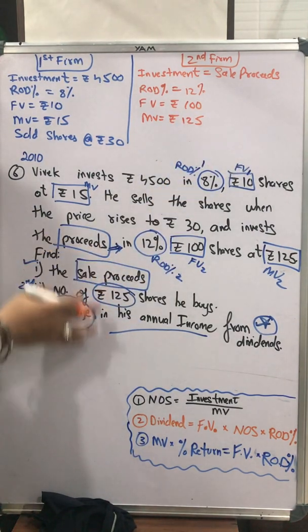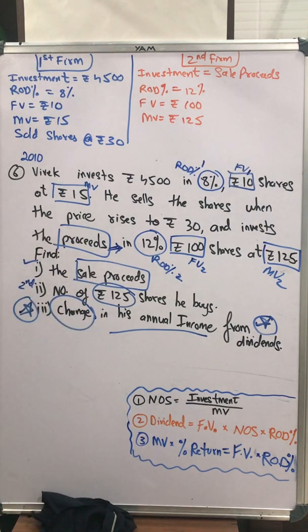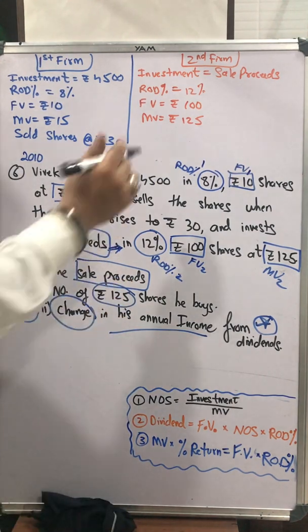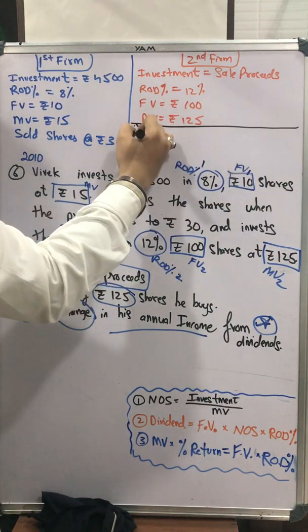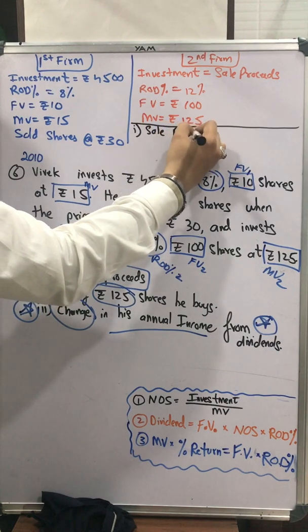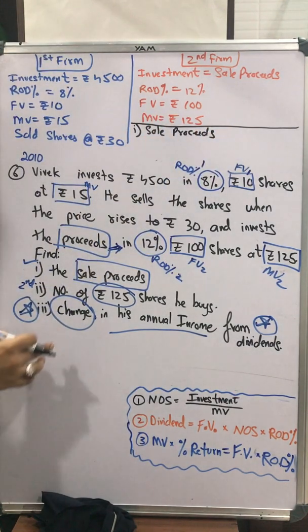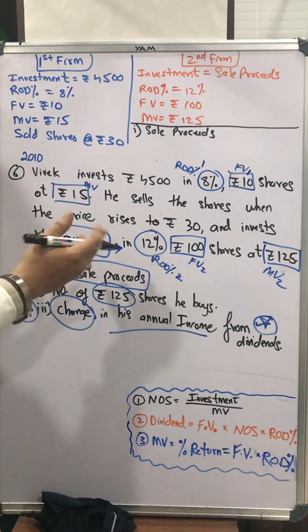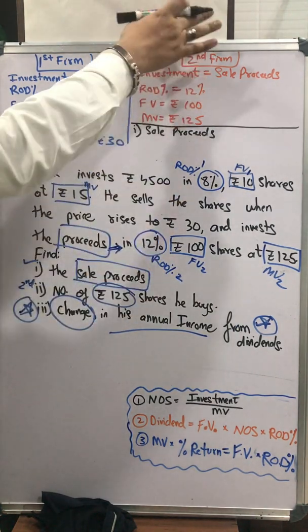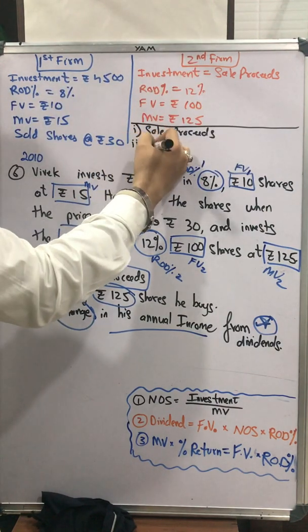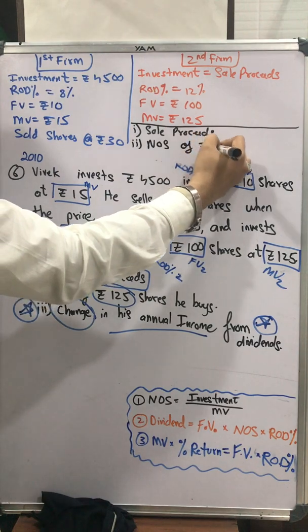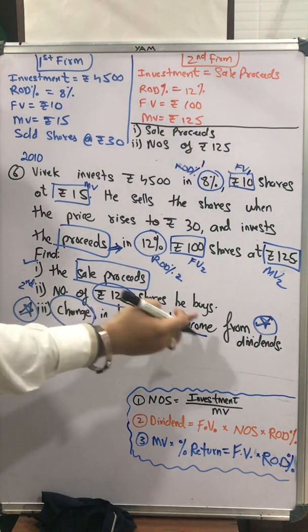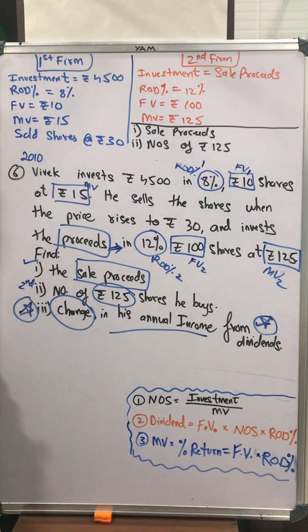We need to find three things. What all we need to find here? The sale proceeds. Okay, I'll write here. First we need to find the sale proceeds, of course by selling the shares of the first firm. Second we need to find is the number of rupees 125 shares he buys. Okay, so rupees 125 shares are nothing but the shares of the second firm. So second we need to find the number of shares of rupees 125. You should know this. Rupees 125 shares means the number of shares of the second firm. And third, the change in his annual income.